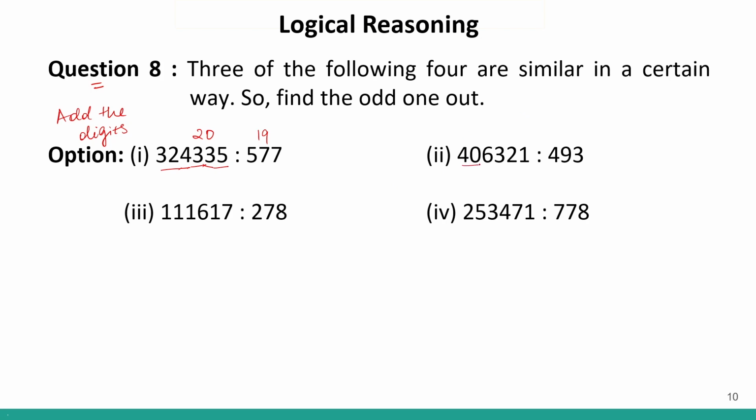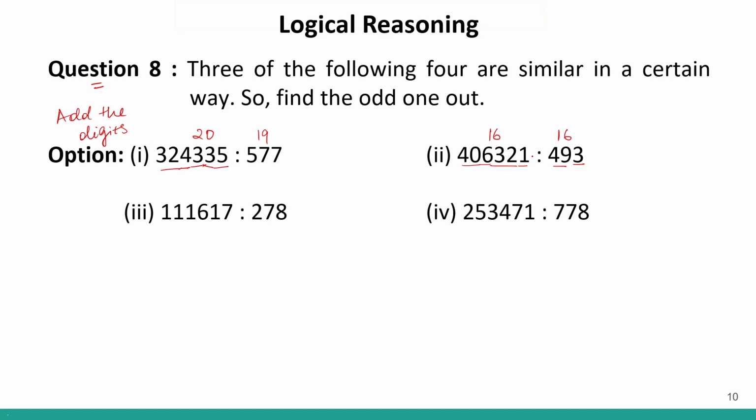Now let us look at option number 2. In option number 2, 4 plus 0 is 4. 4 plus 6 is 10. 10 plus 3 plus 2 is 15. And 15 plus 1 is 16. Now if I look over here, this is 9 plus 4, that is 13. And 13 plus 3 will be 16.